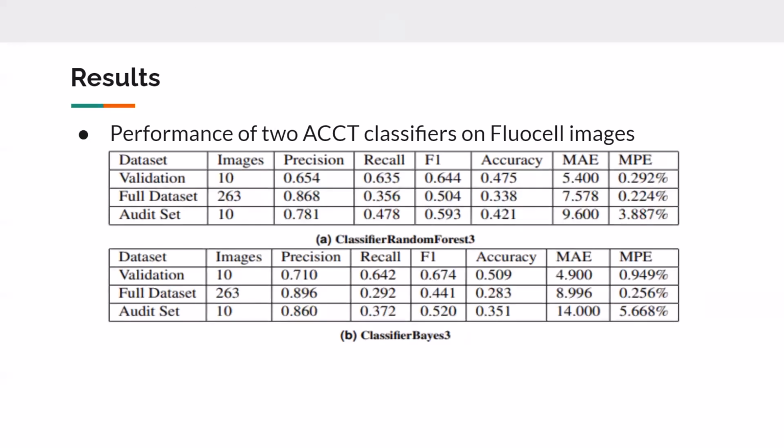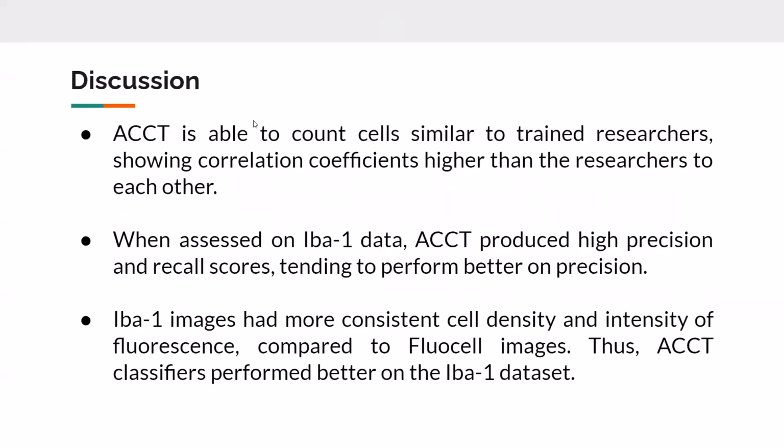Next, we have the performance of ACT classifiers on the FluoCell images. Here is a fast random forest model and a Bayes network model. You see here slightly lower performance compared to the IVA1 dataset. Overall, we're able to count cells similar to trained researchers using ACT. And when we compare the performance of recall scores, we tend to do better on precision. And when comparing the two datasets, we see that IVA1 images had more consistent cell density, intensity, and fluorescence. So ACT is likely to perform better on that dataset.